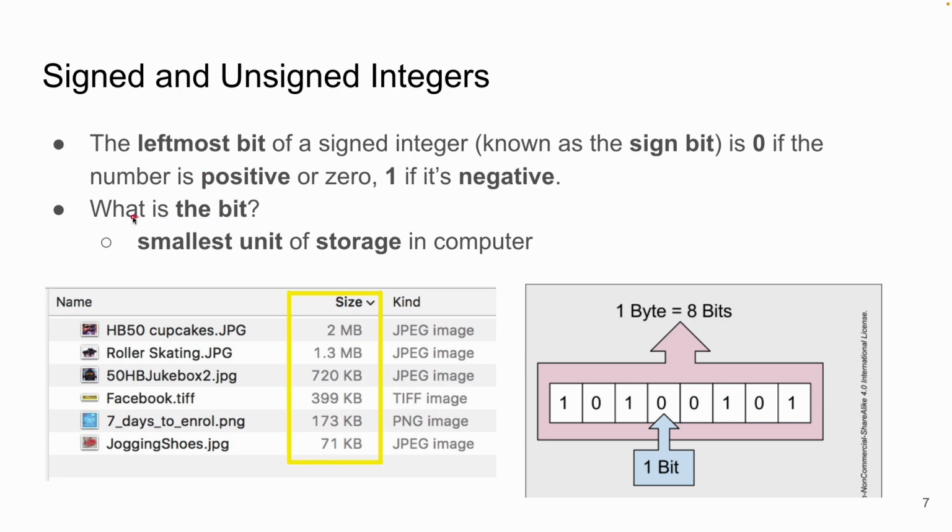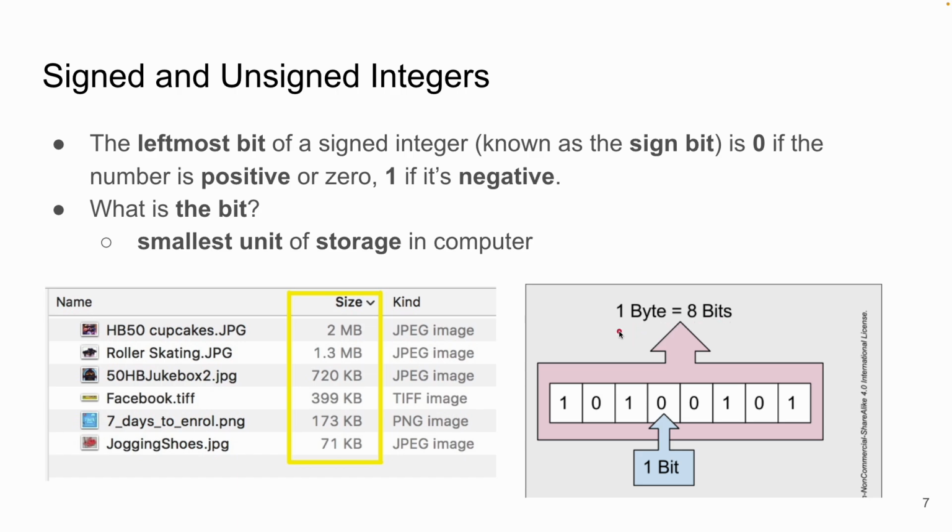I believe some of you might have the question: what is a bit, if you don't have the concept of bit and byte. A bit is the smallest unit of storage in your computer. You should know that in the world of computers, the smallest unit is the bit, right? And if we have 8 bits like this, we call it 1 byte.